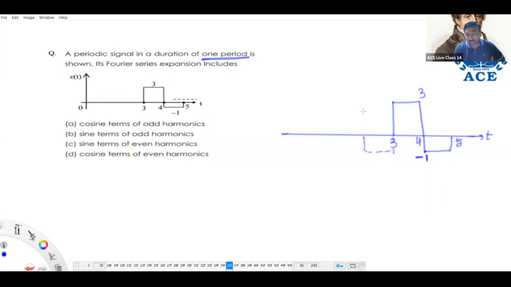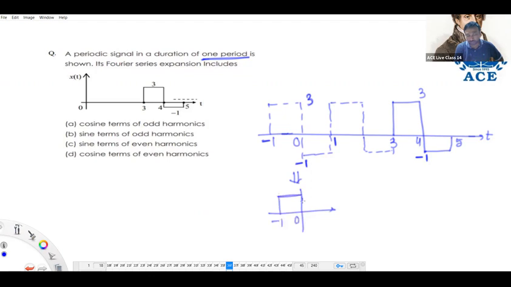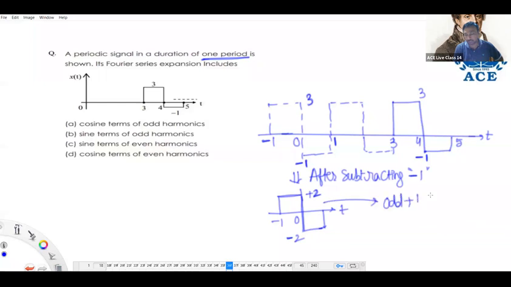A periodic signal in a duration of 1 period is shown. So time period is 2 seconds only. Of course, for every 2 seconds it is repeating its pattern. Above 3, below -1 means positive DC. If you subtract 1 from it, the amplitude becomes plus or minus 2. After subtracting the amplitude of -1, this exhibits odd plus half wave symmetries.